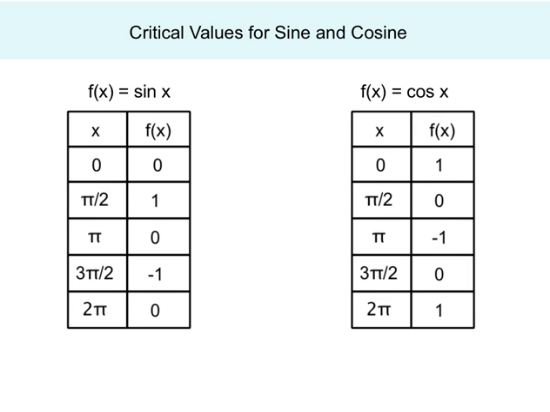So there are some critical values for sine and cosine I want you to remember. These are going to be our parent functions, and we're going to transform them. So for sine, it starts at 0. At pi over 2, it goes up to 1. At pi, back down to 0. 3 pi over 2 goes down to -1, and 2 pi back up to 0. So copy these down. If you need to press pause, go ahead, and when you're ready to move on, press play.